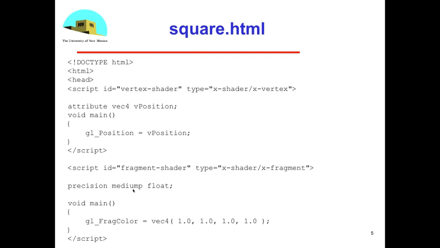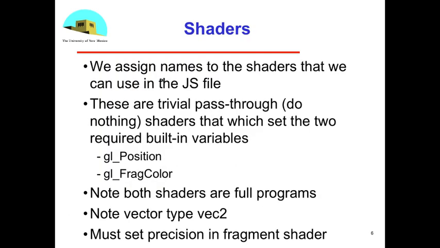Or you can even put in a compiler directive that says if it supports highp, then use highp, otherwise default back to mediump, and you'll see examples of that. But for everything we're doing in this class, mediump should be fine, but you really need to have that in there. Okay, so these are the things that we saw. We assigned names to the shaders because we want to use them in the JavaScript file. We had two simple pass-through shaders that did very little, but they were required to set gl_Position in the vertex shader and gl_FragColor in the fragment shader.